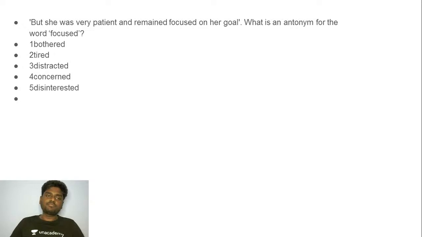So the question part. If you see, "But she was very patient and remained focused on her goal." What is an antonym for the word focused? Very simple for that. It's distracted. Antonym for the word focused is distracted, right?